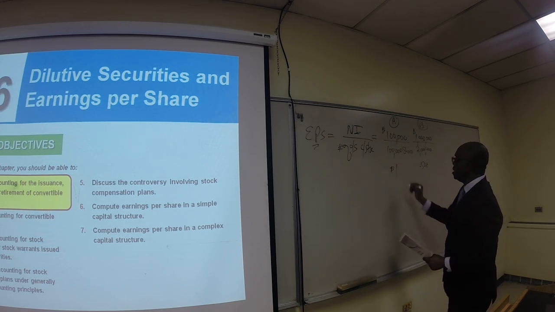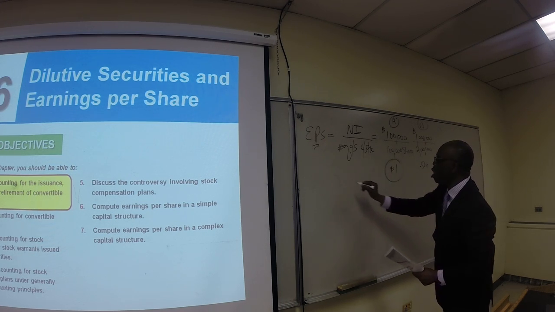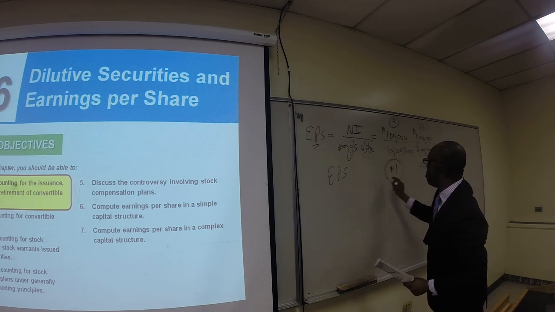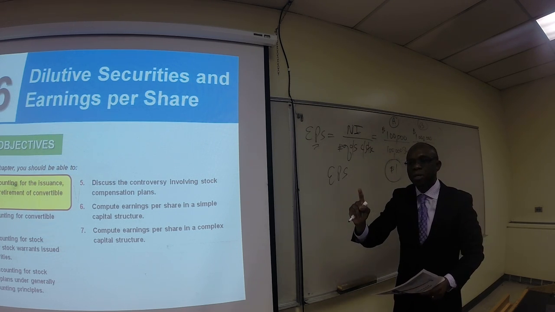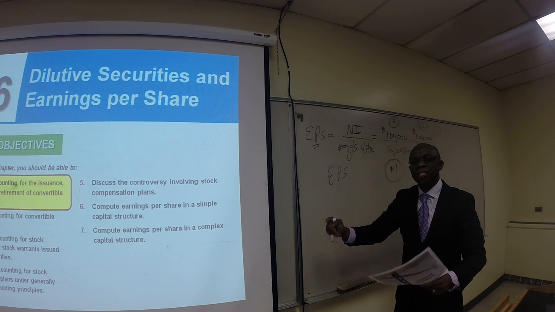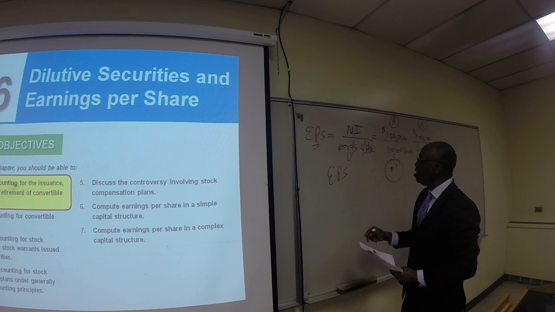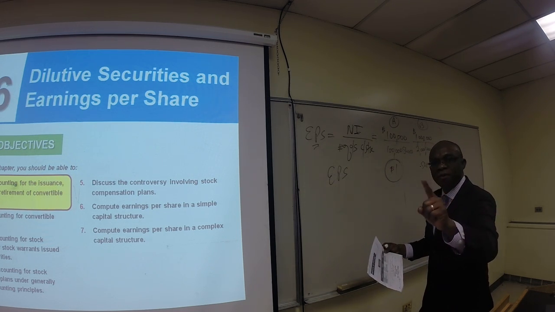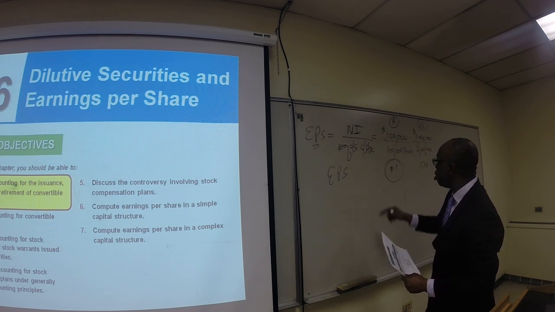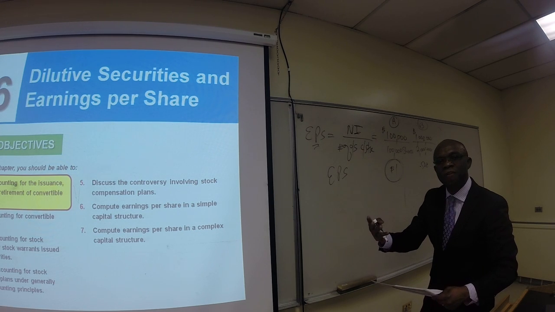So what does that mean? That means company A was able to earn $1 for every share that the investor or the owner owns. So if you have a company A stock, for every share that you have, the company was able to generate, or make, or earn $1 for you.